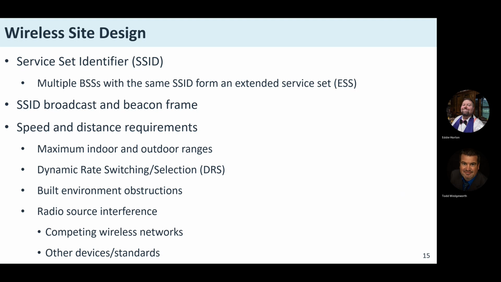Then you're going to look at what your speed and distance requirements are as you're setting up a network. What are the maximum indoor and outdoor ranges that you need? What are the sources of interference? That's a big one. What are the competing wireless networks? Sources of interference become a big one if you're dealing with something industrial. Or let's say you get asked to do wireless at a hospital. Think about the myriad of equipment at a hospital that could potentially mess with wireless. Try putting wireless around an MRI, for example. See what you're going to have to do to deal with that.